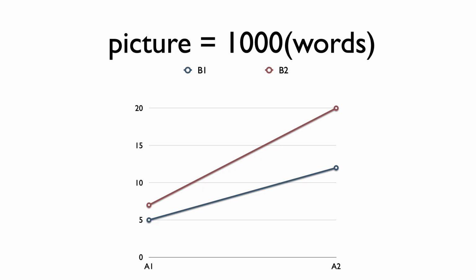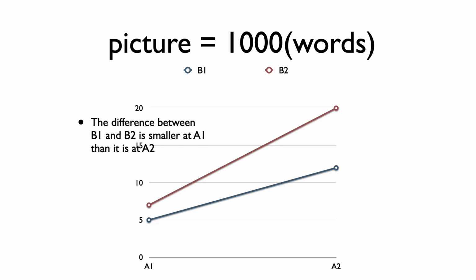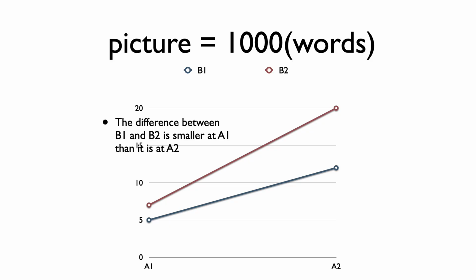Questions on that? Does that explanation of what an interaction is make sense? Yeah? Okay, good. This is going good. The difference between B1 and B2 is smaller at A1 than it is at A2. Again, that's what an interaction is. Okay? Another way to say that is the effect of B changes depending upon the level of A.